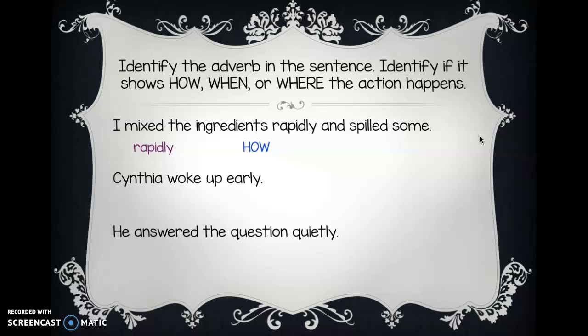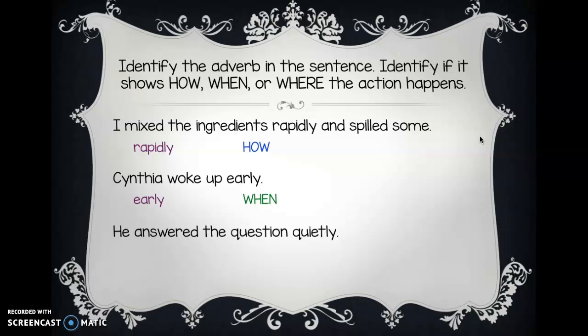Cynthia woke up early. Do you see a word that describes how, when, or where Cynthia did the action in this sentence? That's right, early. This one actually answers what? How, when, or where? Well, early describes when she woke up. So that would be a when adverb. Let's look at the next one.